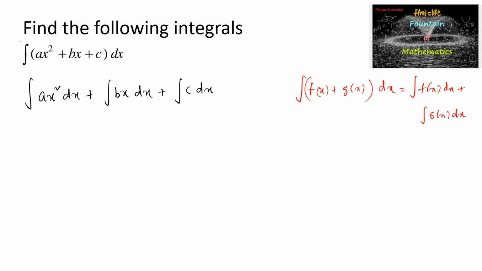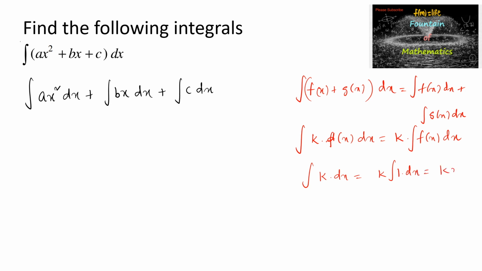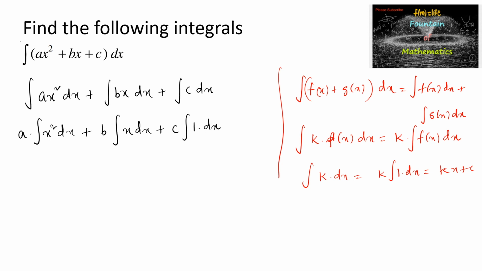This is one property. And again we may also use the property integration of k into f of x dx is equal to k into integral f of x dx, we can bring the constant k out. Also integration of some constant dx is equal to k into integral of 1 dx, that is kx plus c. Let us use them here. So we can write integration a into x square dx plus b into integral of x dx plus c into integral 1 dx.